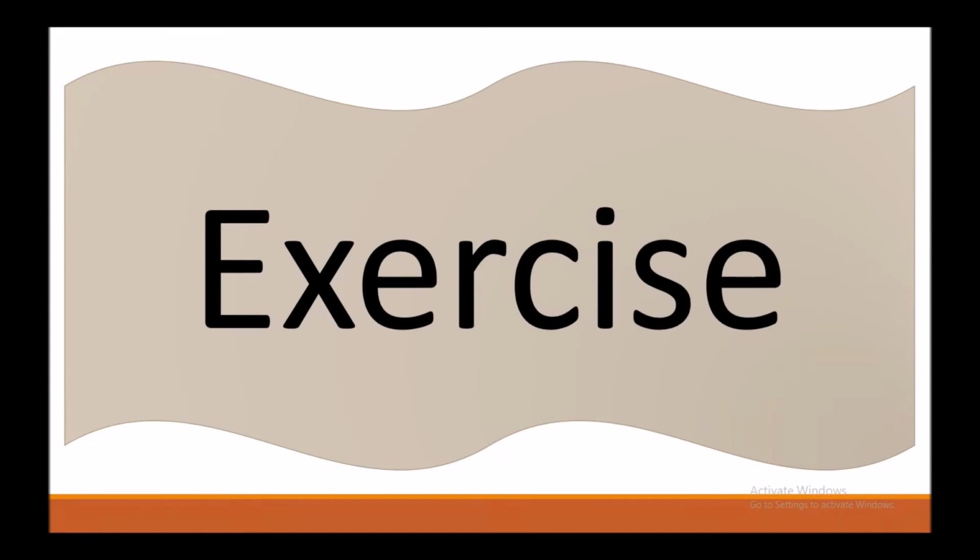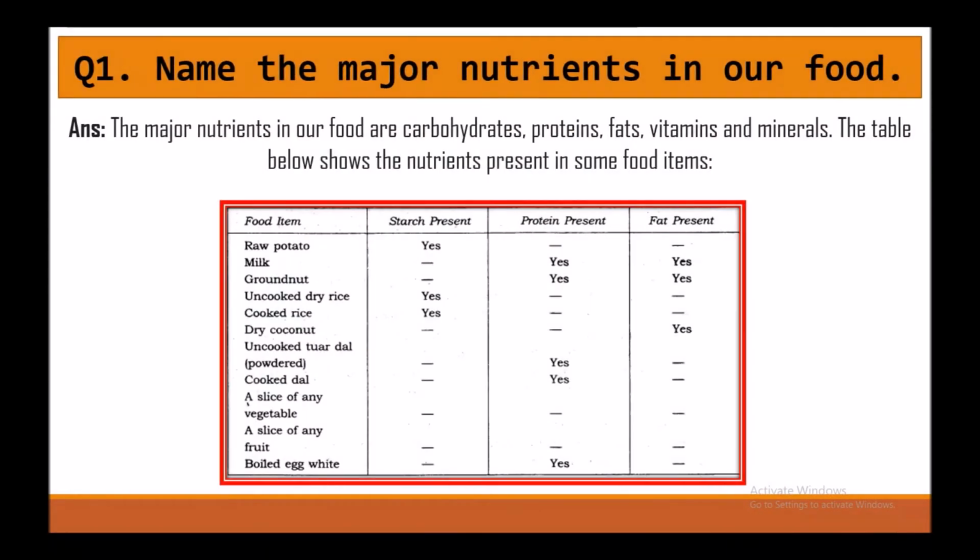Now let's do the exercise of the chapter. And the first question is, name the major nutrients in our food. The major nutrients in our food are carbohydrates, proteins, fats, vitamins and minerals. The table below shows the nutrients present in some food items. So these are the food items, starch present, protein present and fat present. The table is given here.